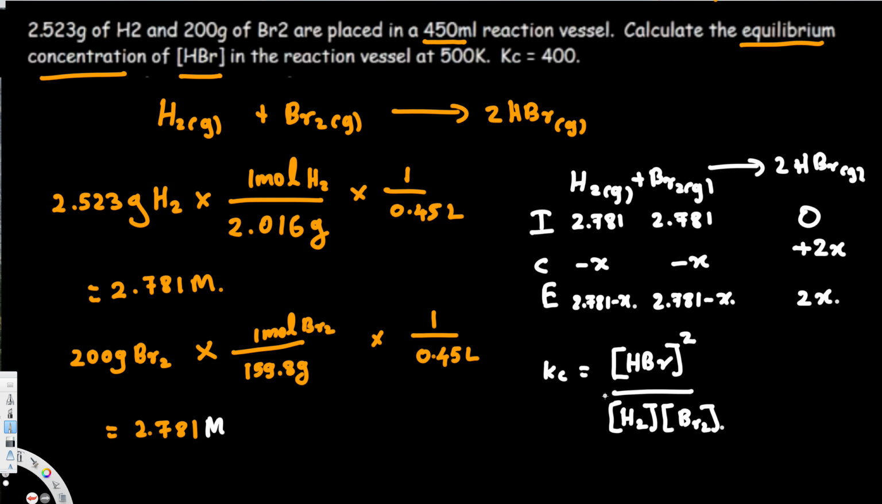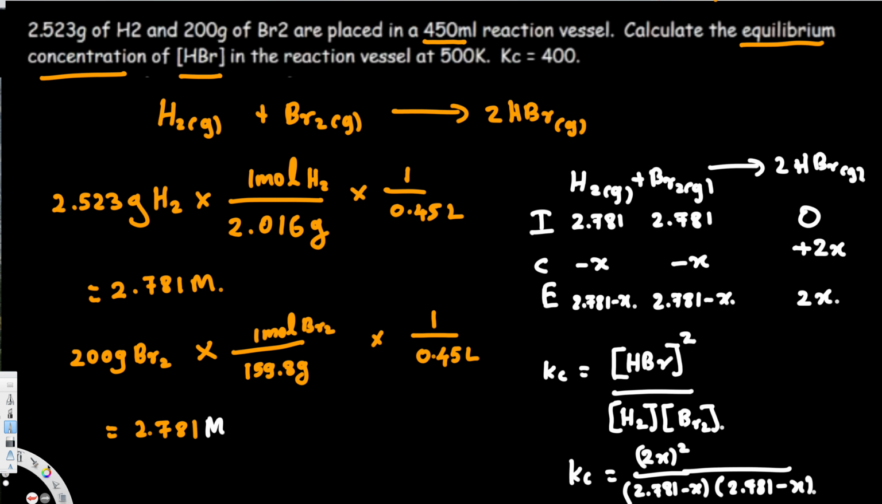Now if we want to write this in terms of x, we can write the equilibrium values, right? This is actually for equilibrium values. Now if you create the equation, Kc is equivalent to HBr, we know that's 2x, so this is going to be 2x squared over 2.781 minus x, because H2 is 2.781 minus x, times 2.781 minus x. Now we have the equation. Now let's simplify this one.